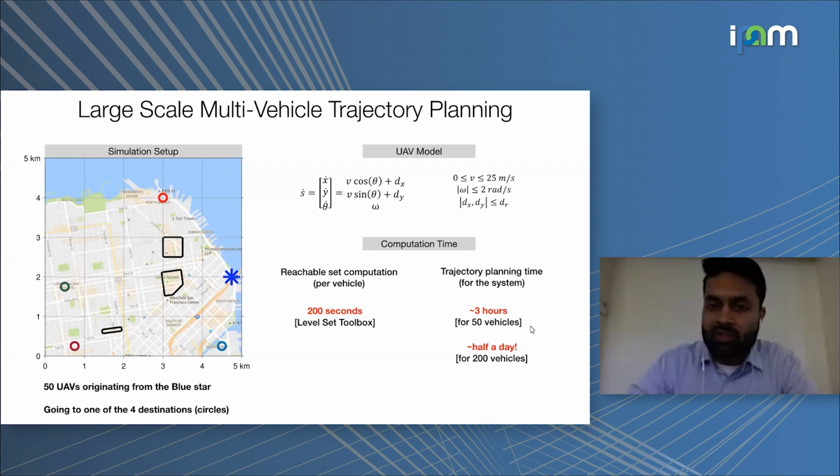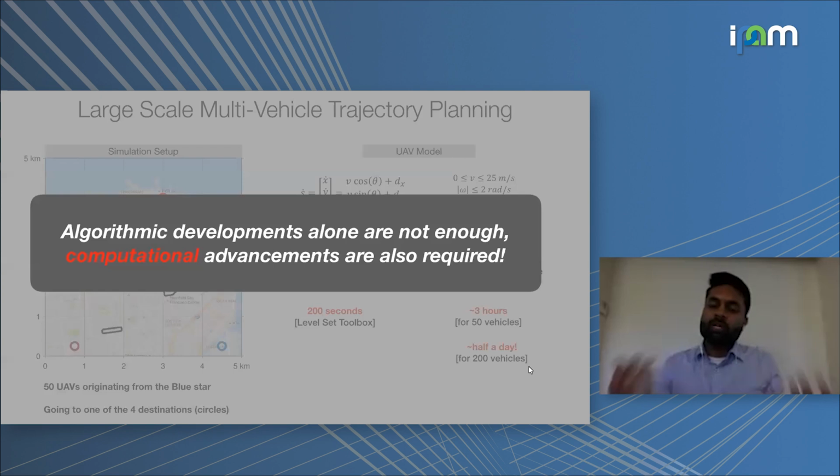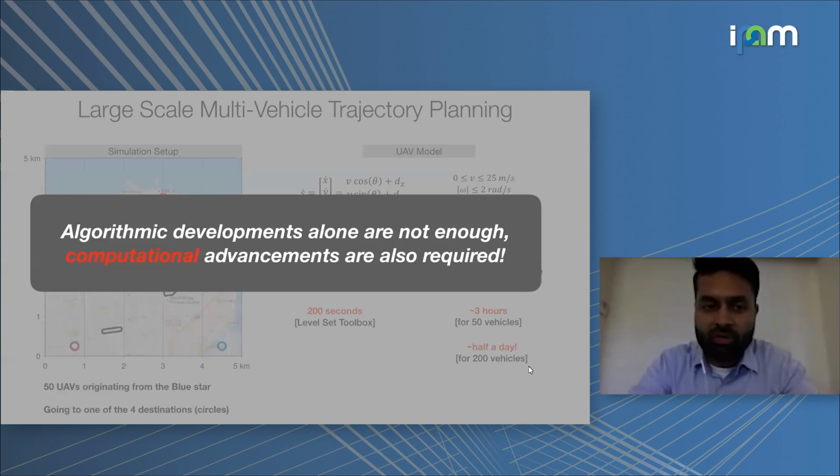In all these cases, we cannot wait for 3 hours for each vehicle to replan their trajectory and go to their destination. So here, algorithmic developments alone may not be enough for the robotic application that we are interested in. We also have to think about the computational advancements in reachability.